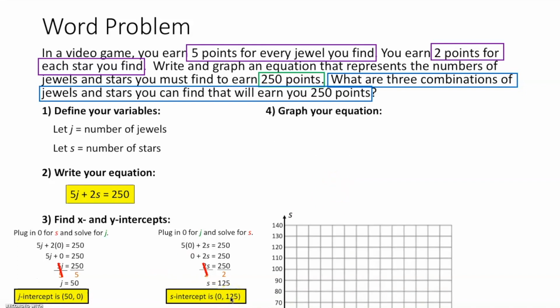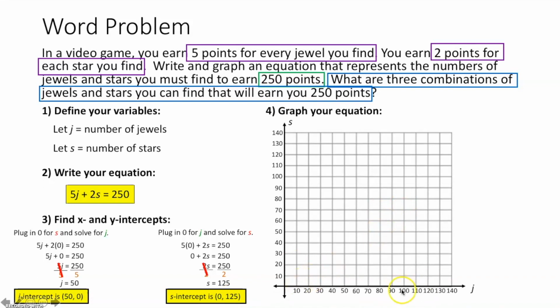Now let's graph. So here's our graph. We said J, the number of jewels, is going to be your independent variable, and then your dependent variable is S, the number of stars that you found. So what I do then is I plot each of these points. So 50, 0, I'm going to put a point at 50, 0. That gives me my J-intercept or X-intercept. And then my S-intercept or Y-intercept is going to be at 0, 125. So 0, 125, that's going to be about right here. Now what I do is I graph a line going through those 2 points. That gives me the graph of this equation right here.